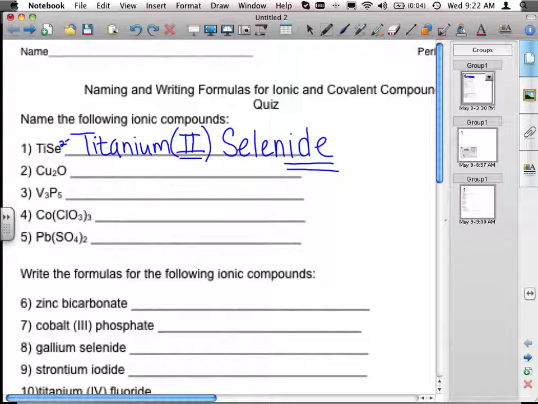It was a common mistake on the quiz that most people were looking at the subscript to decide what Roman numeral goes in the parentheses. That is not the case. Moving on to number 2.